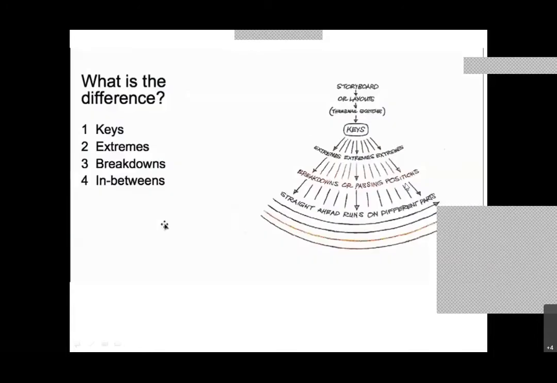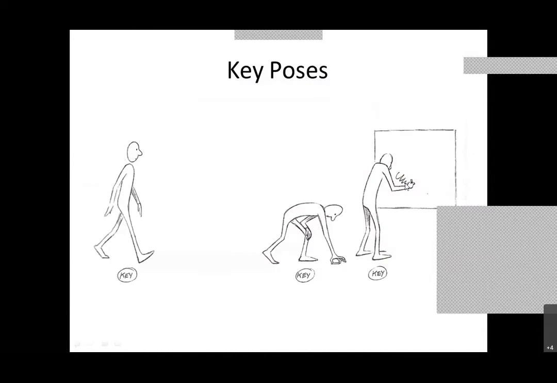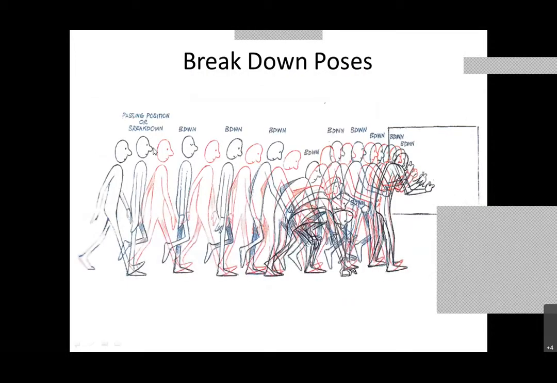The keys, the extremes are next. This is breakdown. So notice now that you have the red here, but where it says BDWN, that's your breakdown. And notice that the breakdowns are different because the red ones are the contact poses. Now they start to put the passing positions. Notice the passing positions of the legs here. That's the passing position of the leg.